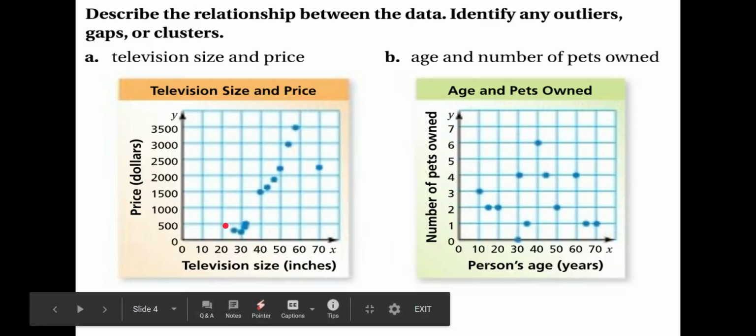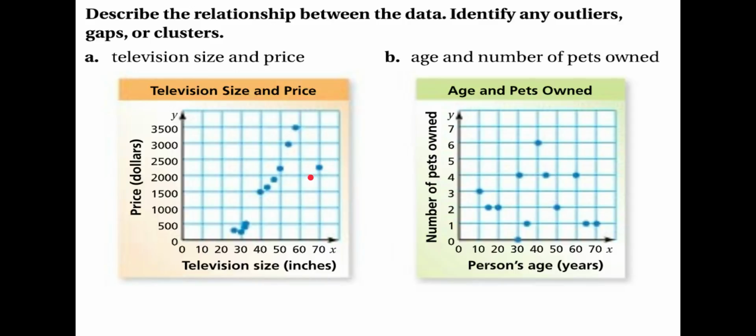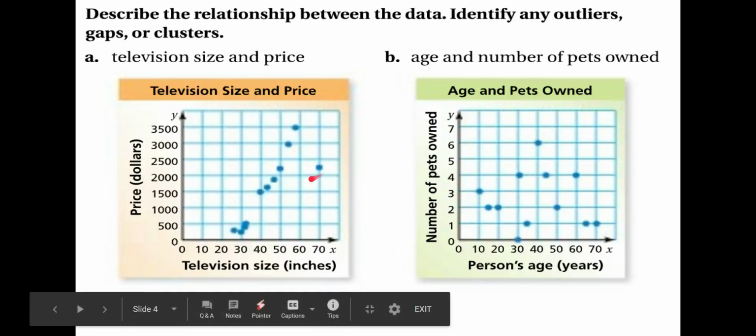We said a cluster is grouped data in a graph. Sorry, there's a cluster between $0 and $500. There is a gap between $500 and $1,500. There is an outlier, which is outside of the data and has nothing to do with that line: a 70-inch TV that costs $2,200.